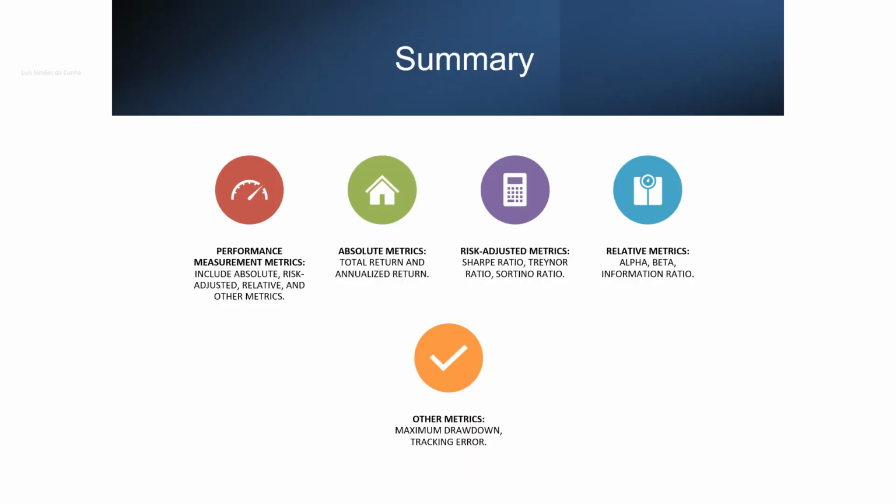Performance measurement metrics include absolute metrics like total return and annualized return, risk-adjusted metrics like the Sharpe ratio, Treynor ratio, and Sortino ratio, relative metrics like alpha, beta, and the information ratio, and other metrics like maximum drawdown and tracking error. These metrics provide a comprehensive evaluation of portfolio performance, helping investors make informed decisions.